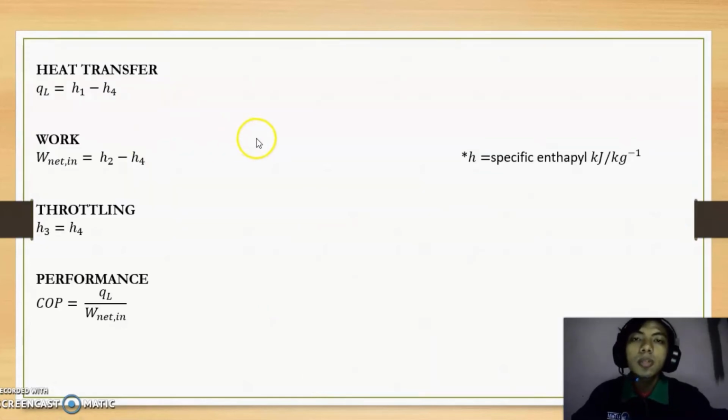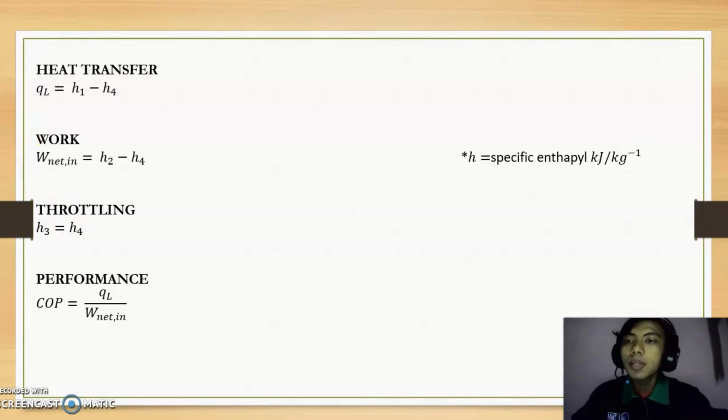Okay, next I would like to explain the formulas that we use in the refrigeration cycle. The heat transfer QL is equal to the specific enthalpy at point 1 minus the specific enthalpy at point 4. This specific enthalpy we can find through the thermodynamic table based on the temperature or the pressure given in the question. Basically, in the question, they will give us the temperature or the pressure, so don't worry, we can find the specific enthalpy.